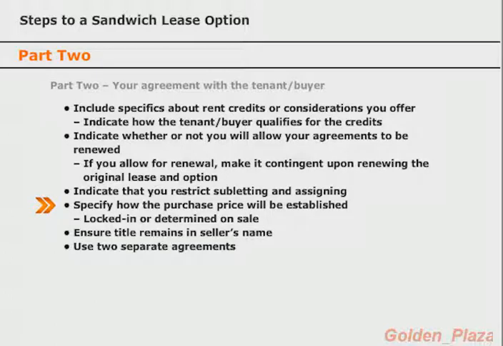Make sure that you specify how the final purchase price will be established, whether it is locked in or will be determined upon the option being exercised. And the last two things to make sure about are that the title remains in the seller's name until the option is exercised, and that you also use two separate agreements, one for the lease and one for the option.